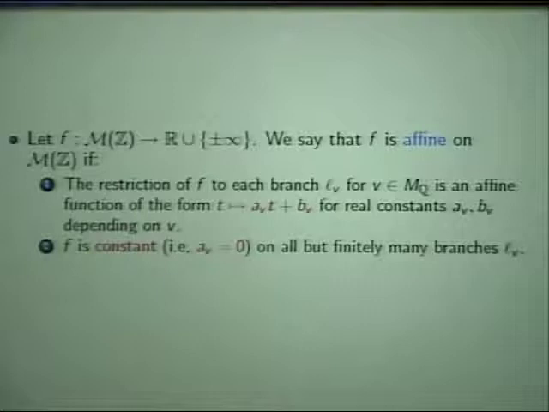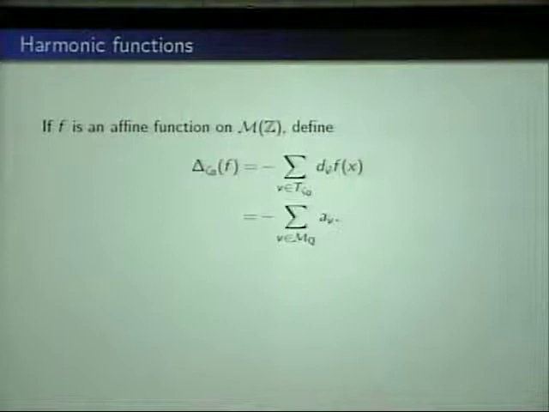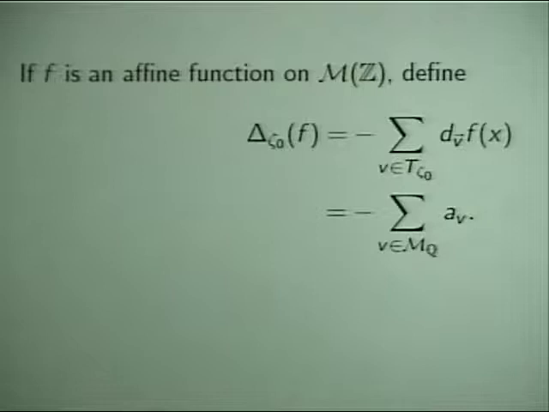And if we have an affine function, we can define this delta at zeta naught of f to be minus the sum of the slopes of f in all directions. So at this trivial point, I'm defining this operator, which takes an affine function to this negative sum of the slopes in all directions leading away from that point. And the minus sign is there, so it's minus the sum of the a sub v's. And all but finitely many a sub v's are zero, so this makes sense. The minus sign is there just for some conventions, so that later I'll define the Laplacian on a graph, and I want it to agree with the usual combinatorial Laplacian for affine functions. And so I need this minus sign.